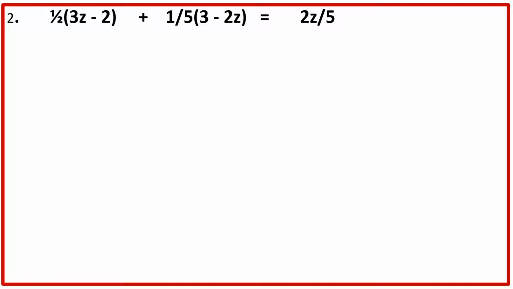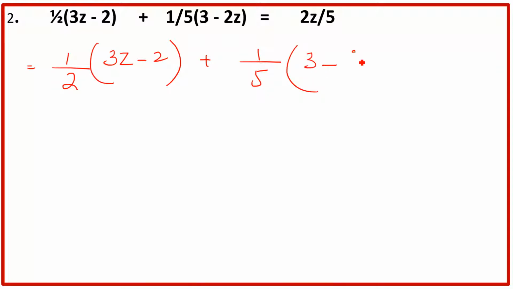But as I have told you, it is very easy if we remove the fractions. So how? First I will write down the question again. Then we will proceed. It is 1 over 5 (3 minus 2z) equal to 2z divided by 5. So see here, we have to multiply. We have three terms, 1, 2, 3. We have to multiply each term with 10.